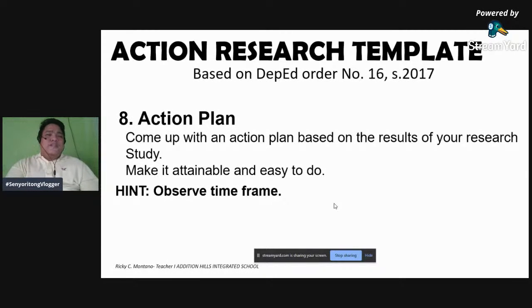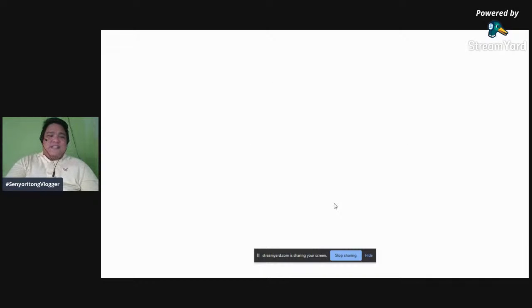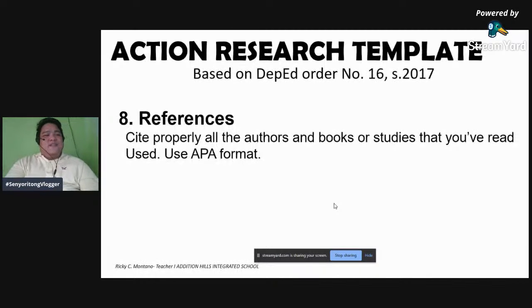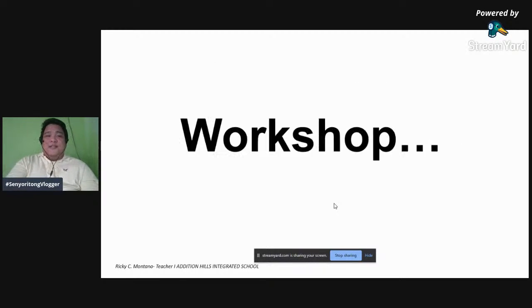Next, since you do an action research, you have to do an action plan. Come up with an action plan based on the results of your research study. Make it attainable and easy to do. Observe the time frame when you do action research, and be very specific about that. Next, cite properly for your references. For all the authors, books, or studies that you have read, use the APA format.